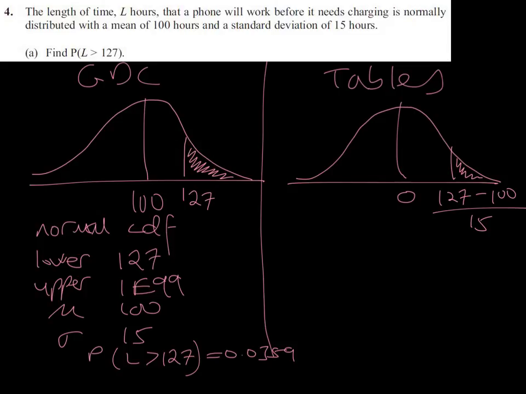So what I would do here is just sketch it. No matter which approach I use, I would always sketch it. So we do a quick sketch here. It's only a rough sketch. This is the mean, 100. We want to find the probability greater than 127, so roughly somewhere around here.